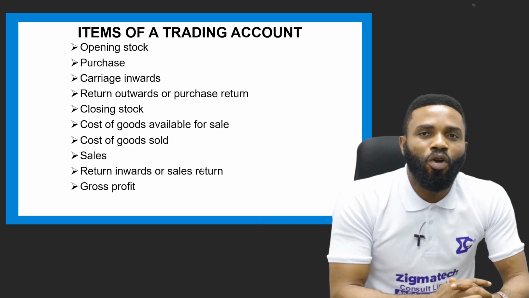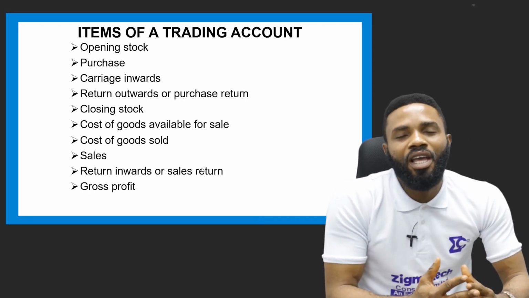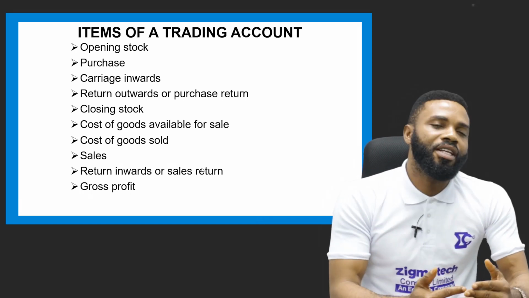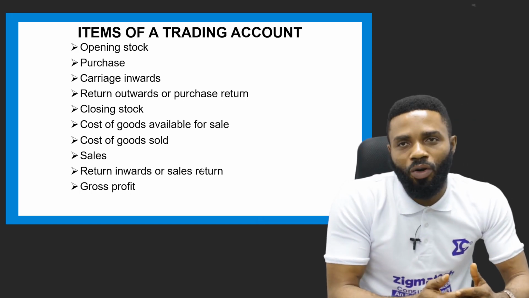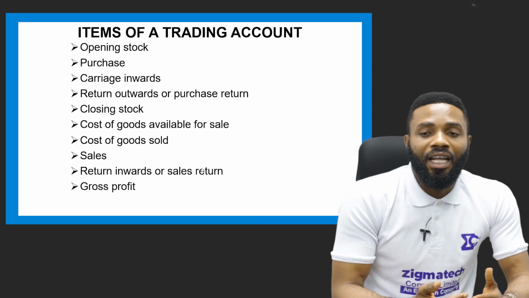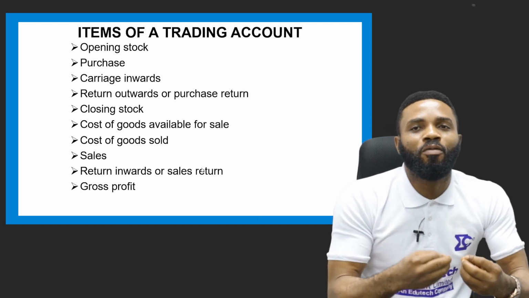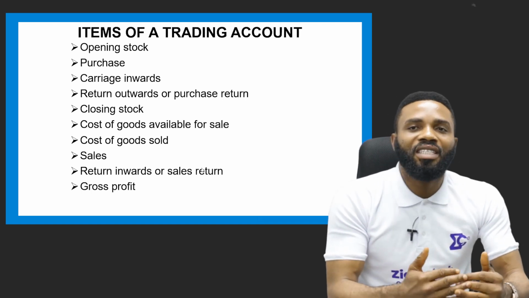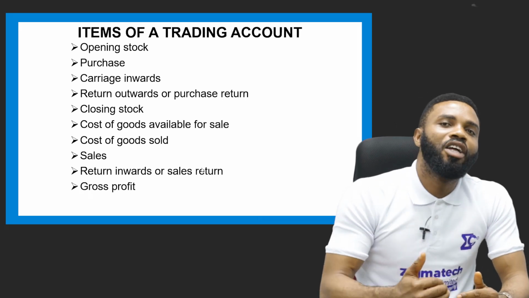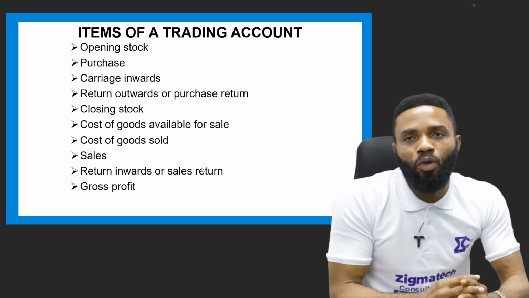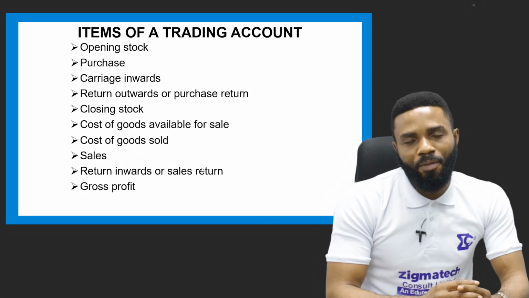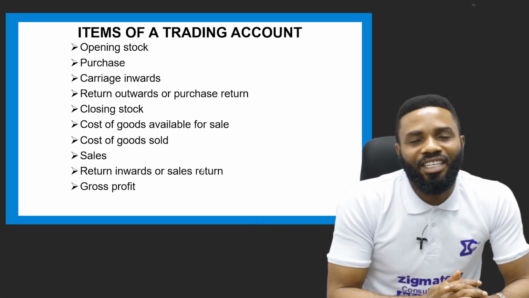And then the next one is what we call purchase. Purchase is simply procurement. Probably the number of goods you have in your shop is not enough. There is need to increase the number of goods you have. So the process involved in going to the market to buy more or to procure more is what we call purchase. And then the next one is carriage inwards.